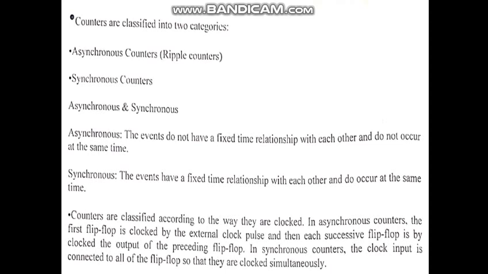In an asynchronous counter, the first flip flop is clocked by the external clock pulse, and then each successive flip flop is clocked by the output of the preceding flip flop. In a synchronous counter, the clock input is connected to all the flip flops so that they are clocked simultaneously.